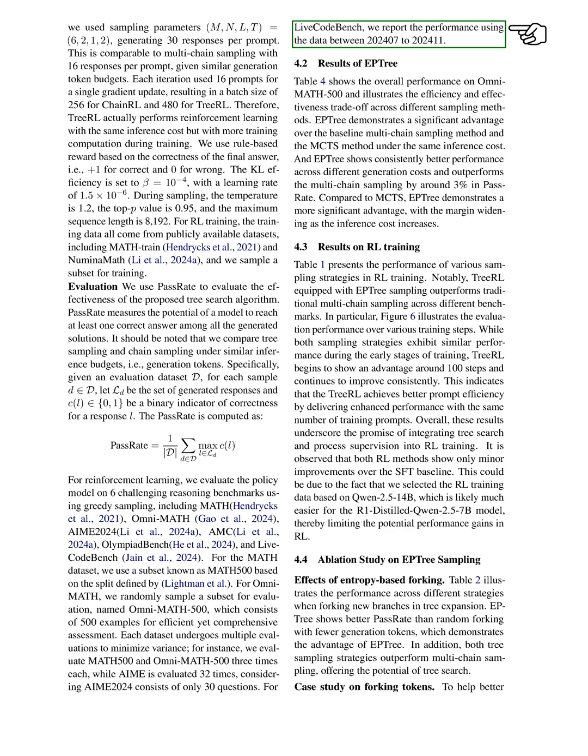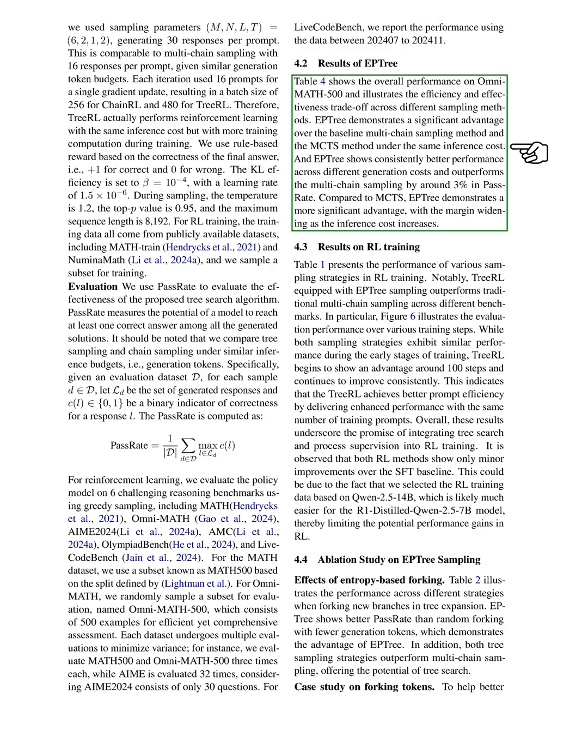Section: Results of EP-tree. In this section, we present the results of EP-tree. The table shows the overall performance on OmniMath 500 and highlights the trade-off between efficiency and effectiveness across various sampling methods. We find that EP-tree significantly outperforms the baseline multi-chain sampling and the MCTS method at the same inference cost. EP-tree consistently delivers better results across different generation costs, achieving about a 3% higher pass rate compared to multi-chain sampling. When compared to MCTS, EP-tree's advantage increases as the inference cost rises.